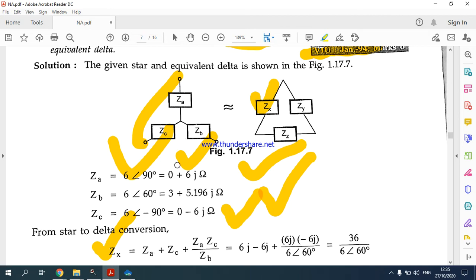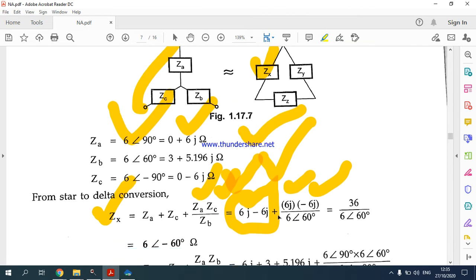What is ZA? ZA is 6 plus 6J. Write down that. Plus, write down this ZC, that is 6J minus 6J. We will get this part, plus ZA into ZC. Here you have the multiplication part. Write down these two in multiplication form also. Write down these values, divided by ZB.